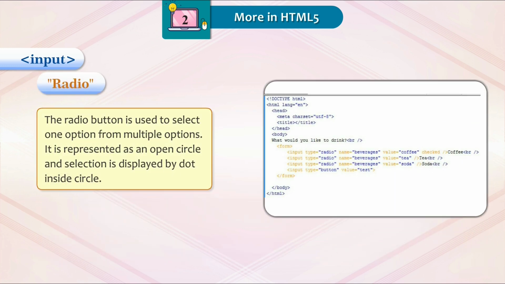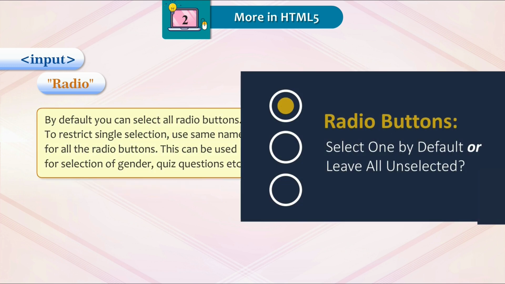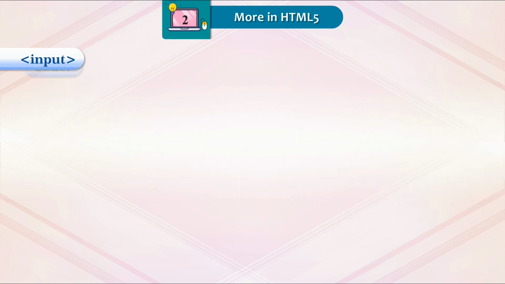Radio. The radio button is used to select one option from multiple options. It is represented as an open circle and selection is displayed by a dot inside the circle. By default, you can select all radio buttons. To restrict to single selection, use the same name for all the radio buttons. This can be used for selection of gender, quiz questions, etc.